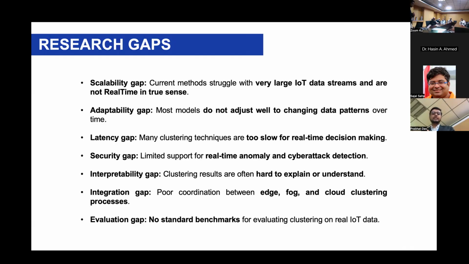Obviously, we know that clusterings are pretty slow in nature. They take a lot of time. That's why you see in the real-time paper from the IEEE, they used a window-based mechanism so that they can keep the buffer time for the computation part. And yes, security issues, like there was no real-time anomaly detection or cybersecurity attack detection using those existing techniques.